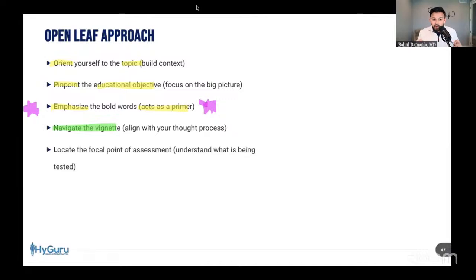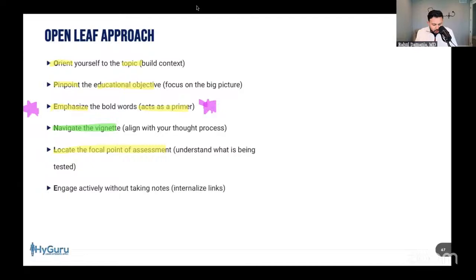L, you want to locate the focal point of assessment. You want to look at the vignette stem, which is the lead-in. What is being tested? They want me to know the likely mechanism behind this medication. What is the likely diagnosis? They want me to recognize a diagnosis. So focus in, then, with the L in the lead-in. L for lead-in.